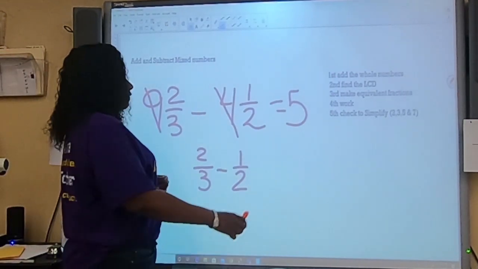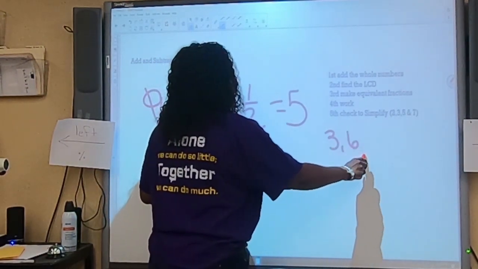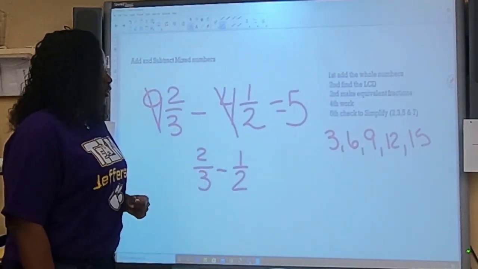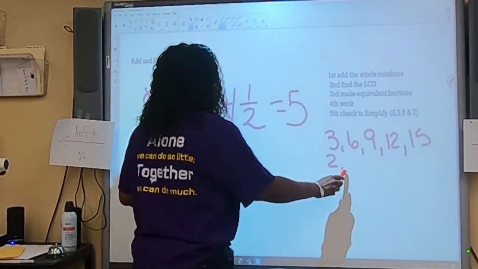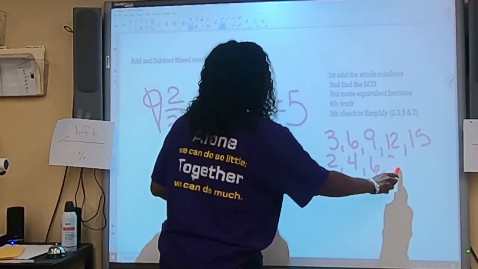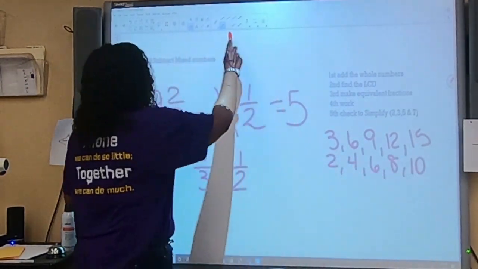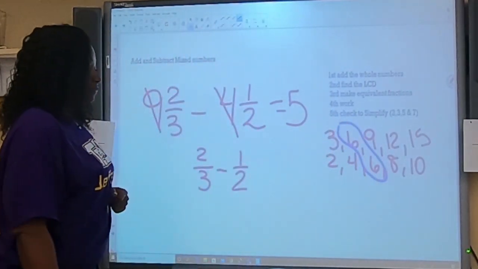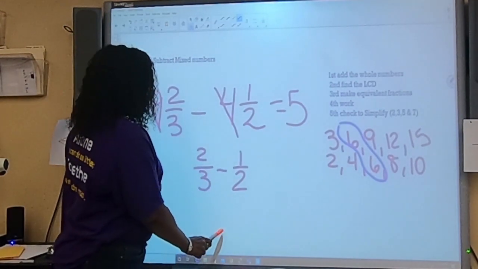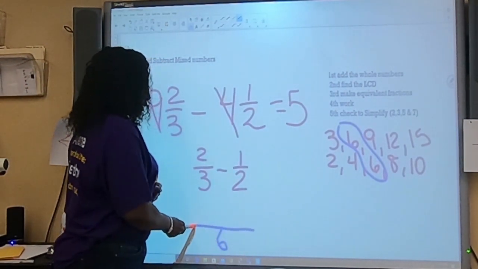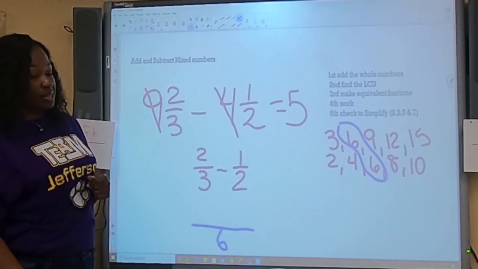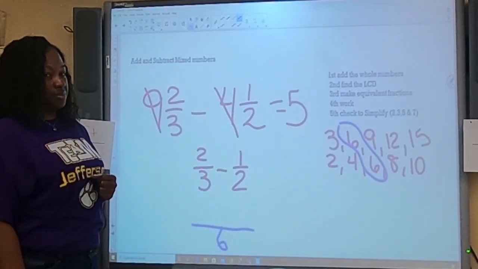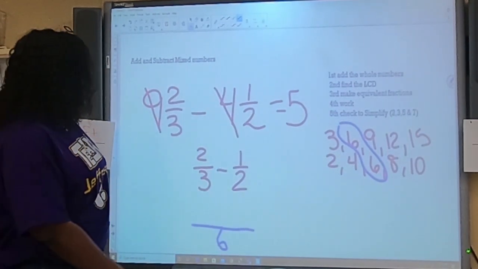So I write my multiples for 3: 3, 6, 9, 12, 15. Write some multiples for 2: 2, 4, 6, 8, 10. So I see my LCD is 6. 6 is now my common denominator. Notice, I only wrote 6 one time because 6 is going to be the bottom of both of my new fractions, so I really don't have to write it 2 times. So I'm just going to write it 1 time.